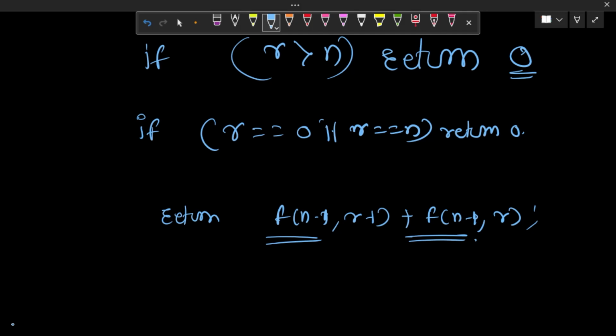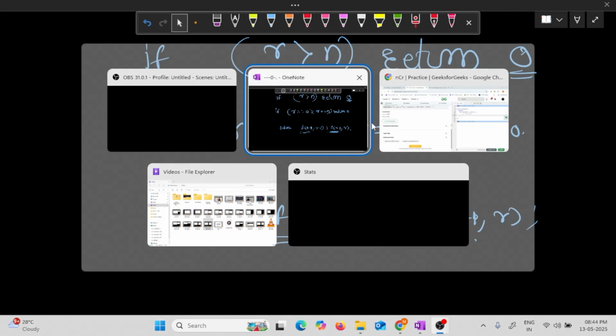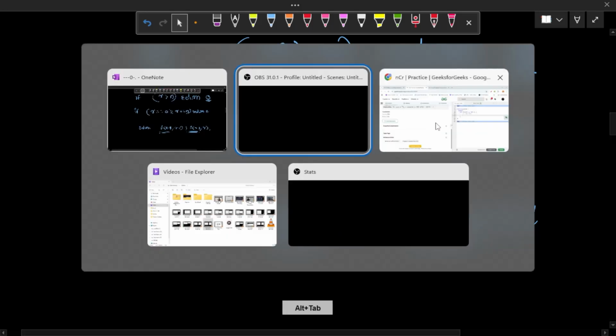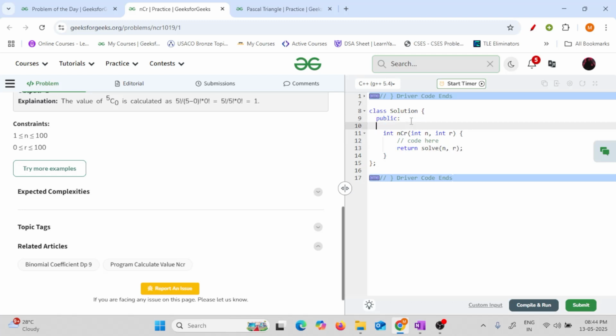So let's try to solve it. Let's code it out, and once we code, we'll try to submit. If we get any error while doing the code, we'll try to fix it on the spot. Okay, so let's see. I'll just create a function solve, and it will take n and r. Now integer solve takes one integer n and integer r.